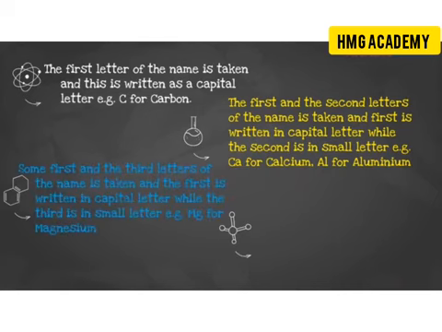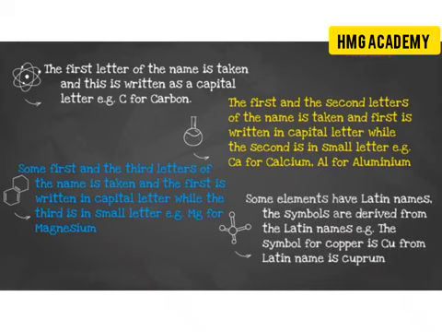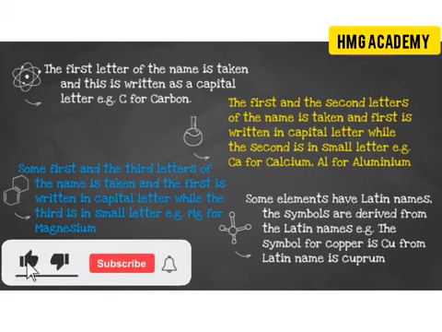For some, the first and the third letters of the name are taken, and the first is written in capital letters while the third is in small letters, e.g., Mg for magnesium. For some other ones, we use their Latin names. The symbols are derived from the Latin names of the elements, e.g., the symbol for copper is Cu from the Latin name cuprum.